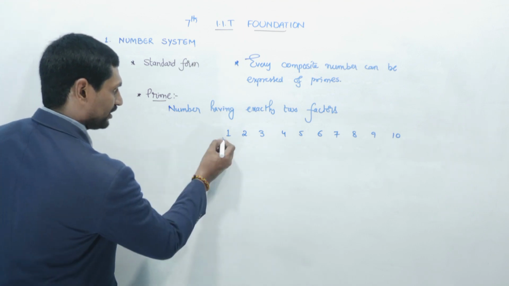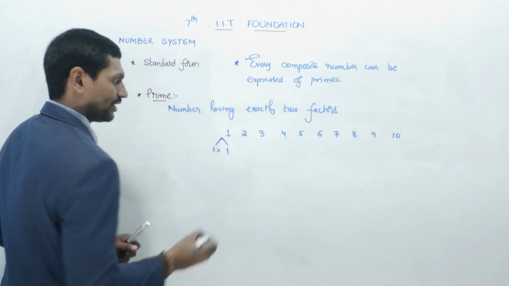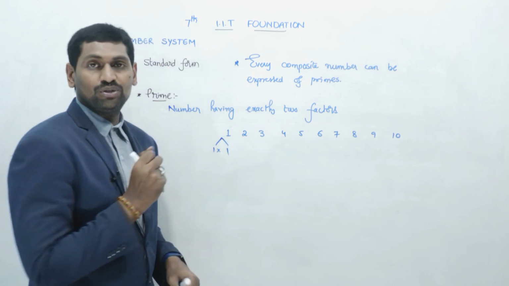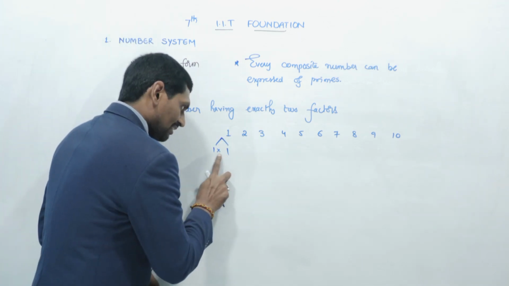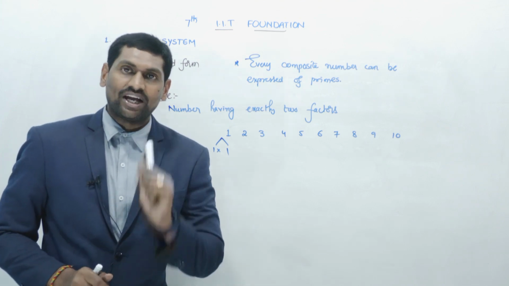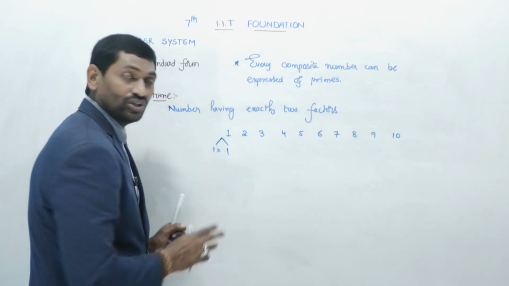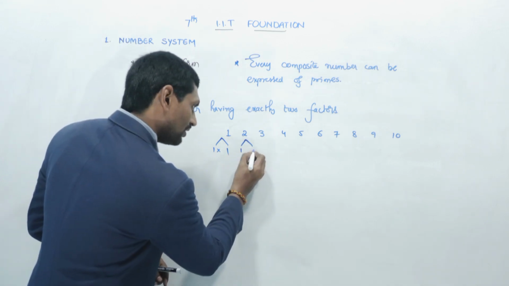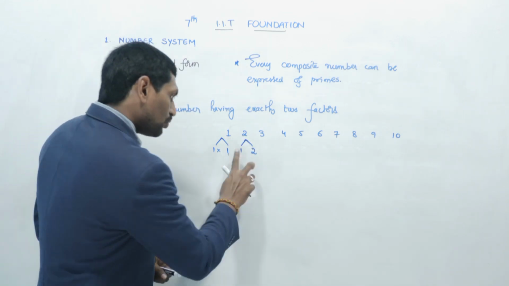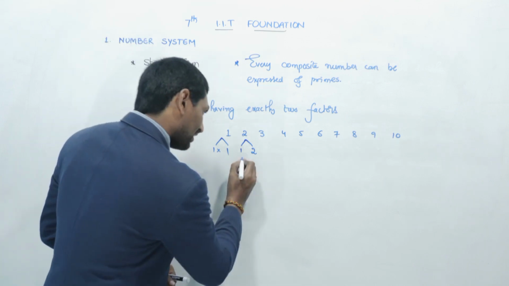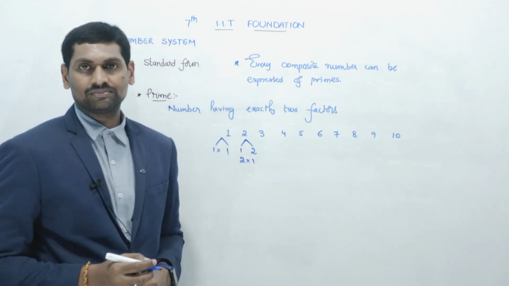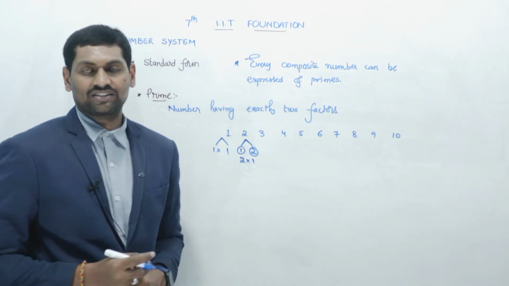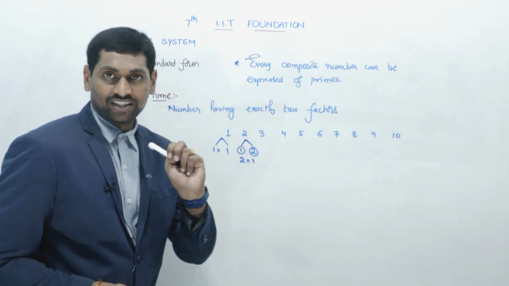Okay, I am writing 1 as 1 into 1. 1 comes in only one table, 1 ones are 1. Both are the same numbers, so it has only one factor. Let us come to number 2. 1 into 2 is 2 and 2 into 1 is also 2. That means 1 and 2, 2 factors. 2 has only 2 factors.